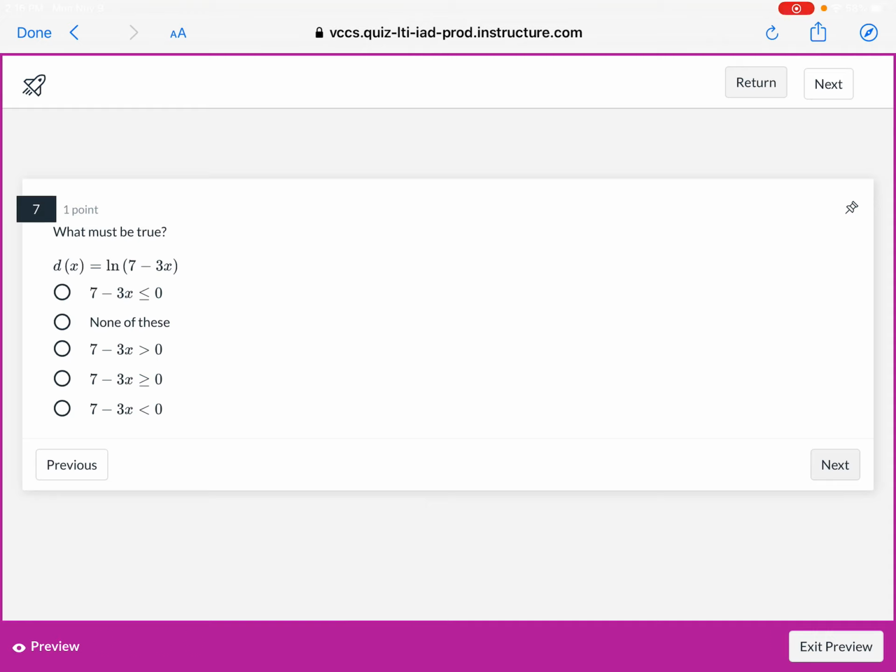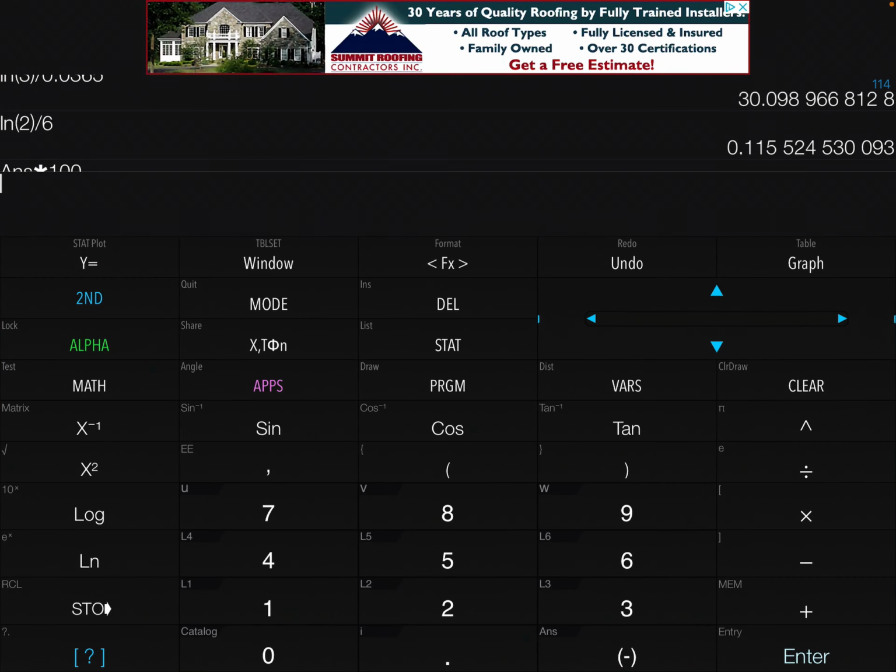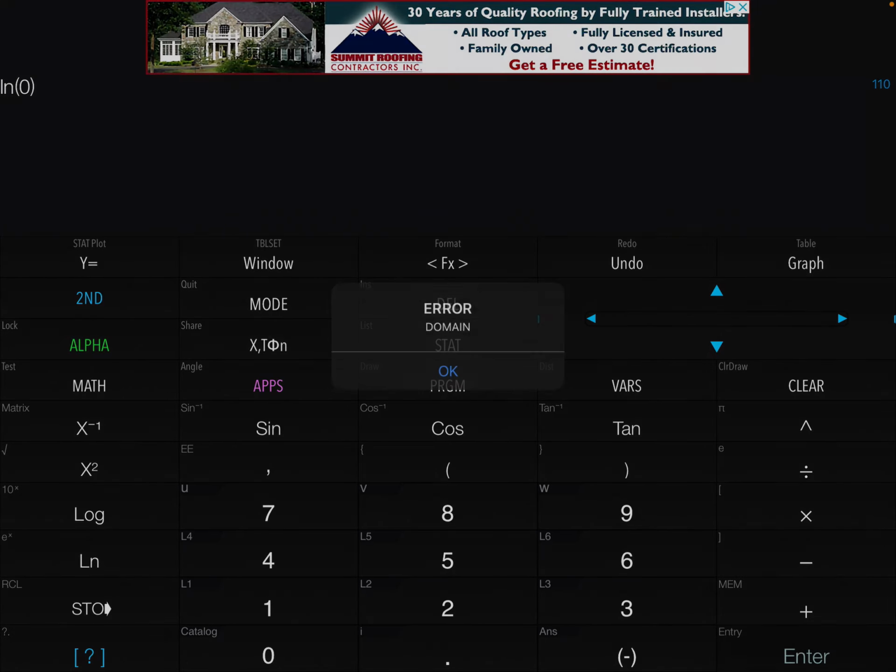Next. What must be true? Now, this is a natural log function, and remember we talked about the domain of a natural log function, that the argument must be greater than 0. Can't be 0. We can check it real quick if they let me have a calculator. Let me type in natural log of 0 and show you what happens. Boom. Domain error. We can't have 0.